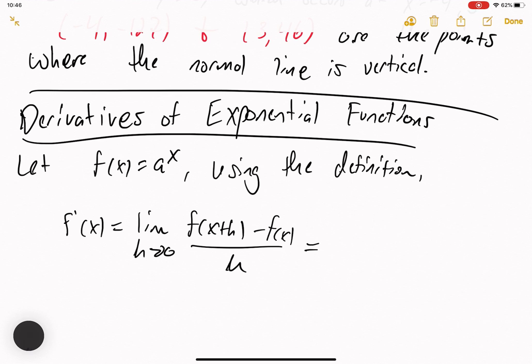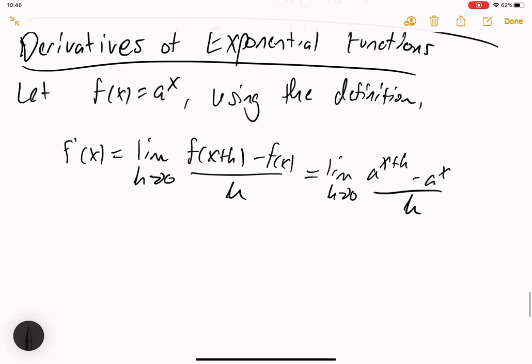And this is going to be equal to the limit as h goes to 0 of a to the x plus h, because now x is in the exponent of a, so x plus h would also be in the exponent of a, minus a to the x, divided by h. And now I'm just going to simplify.